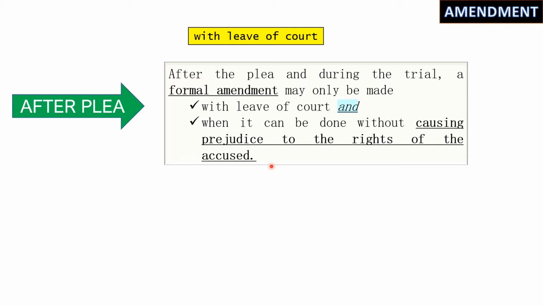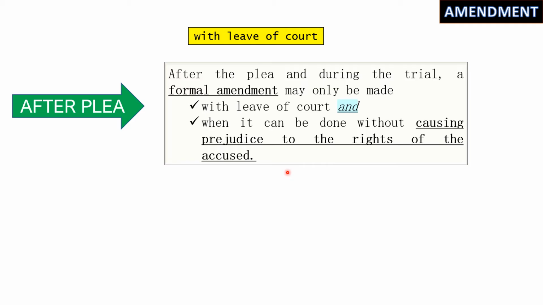So make sure that when you write in your bar exams or even in your exams, you put that formal amendments that will not cause prejudice to the rights of the accused.